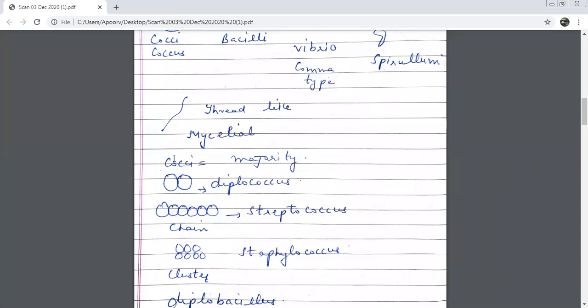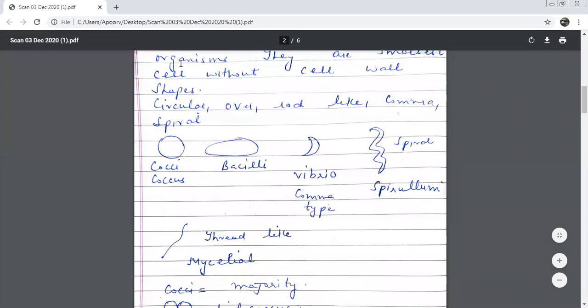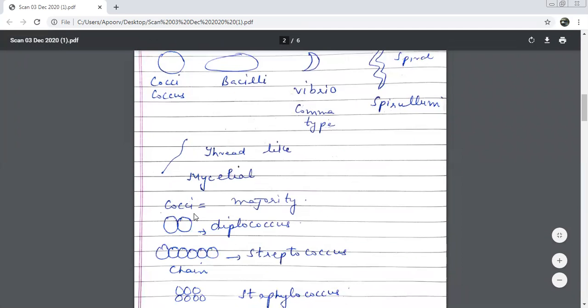The majority of the bacteria around you is which shape, beta? Majority is which out of these five? Cocci, the circular ones. Although we have all these shapes, the majority is this. So whenever we study, we mainly study about cocci only.